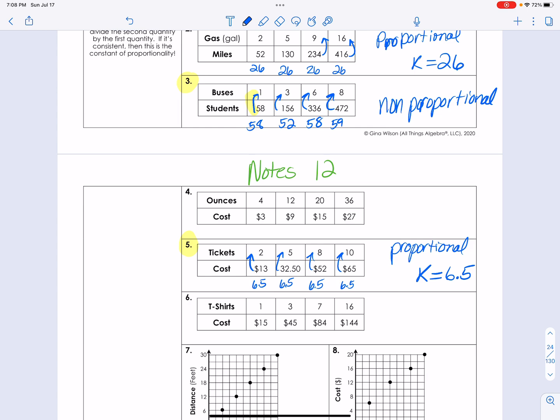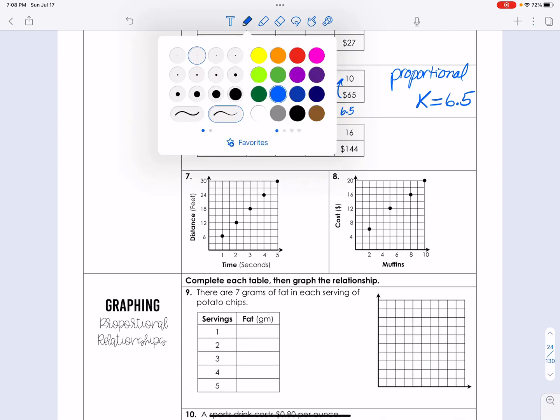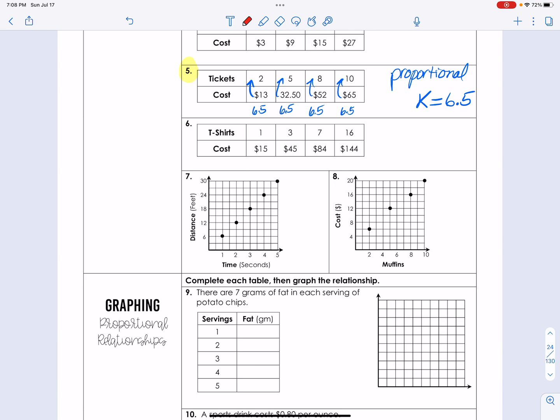Now the graphs can get a little tricky. Again, we're going to do graphing later, and I'm not sure I like how this book brings in the graphing, but I think you can catch on. If I start right here at 0, am I going up the same over? Up 2 over 2, up 2 over 2, up 2 over 2. So this is proportional. Yes, it is proportional.